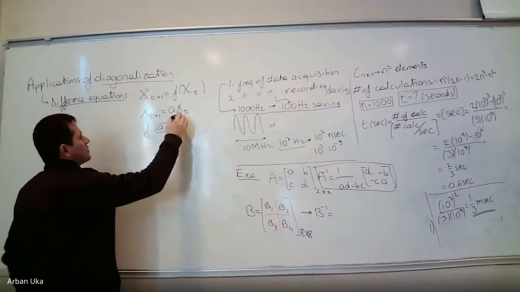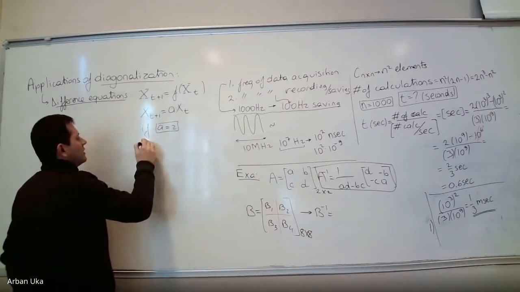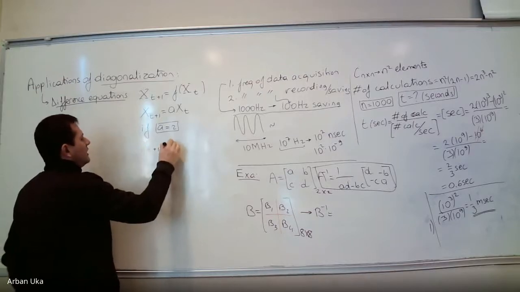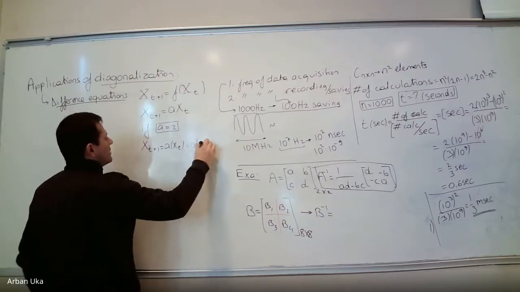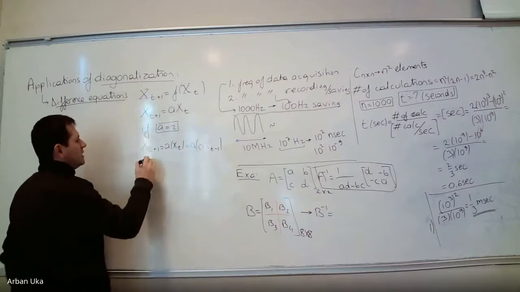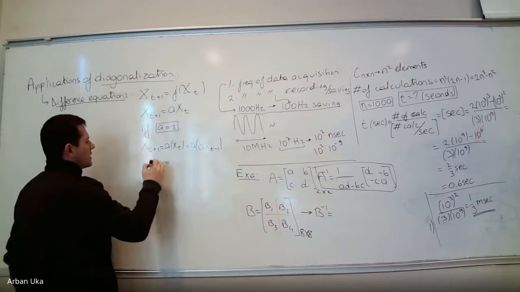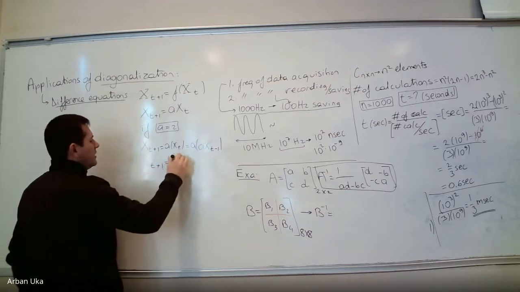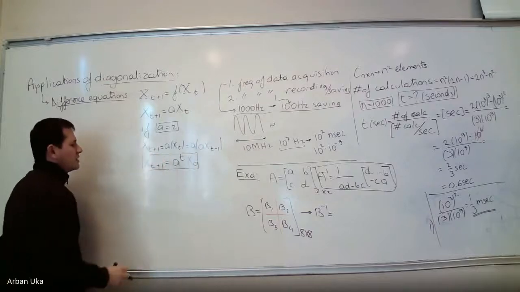And then we can also say the following. x_{t+1} is equal to a times x_t, and this is a times x_{t-1}. Okay, you see, so we can continuously multiply by a, but in principle, we can also deduce that x_t is equal to a to the power t times x_0. Okay, so this is the general expression.